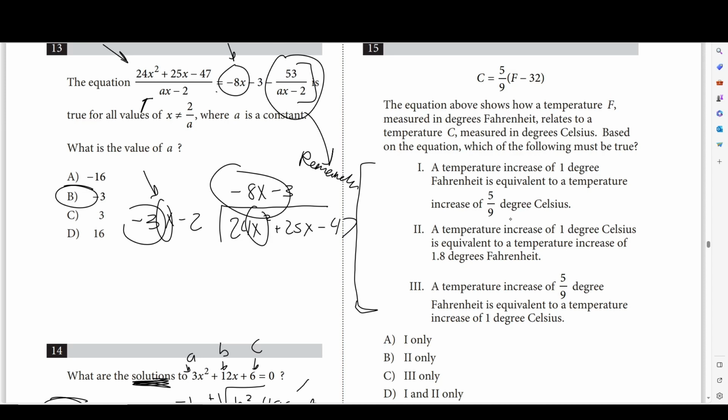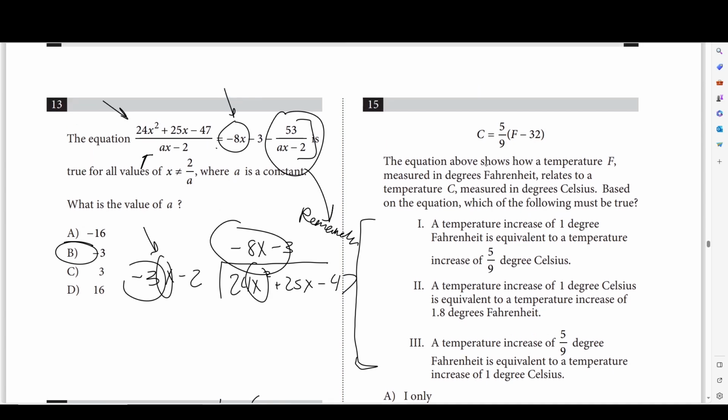So the first one says a temperature increase of 1 degree Fahrenheit is equivalent to a temperature increase of 5/9 degrees Celsius. So if I look here, it's telling me that if I increase F by 1, my Celsius increases by 5/9. And I'm going to go ahead and prove that. Say that F is equal to 32, right? If my F is equal to 32, 32 minus 32 is 0. 0 times 5/9 is 0. So when F is 32, the Celsius is 0. Here I have F, here I have C.